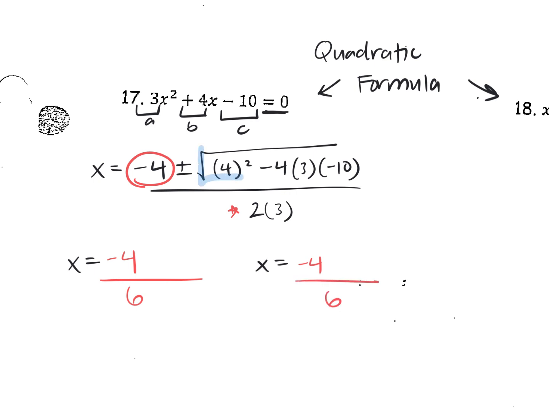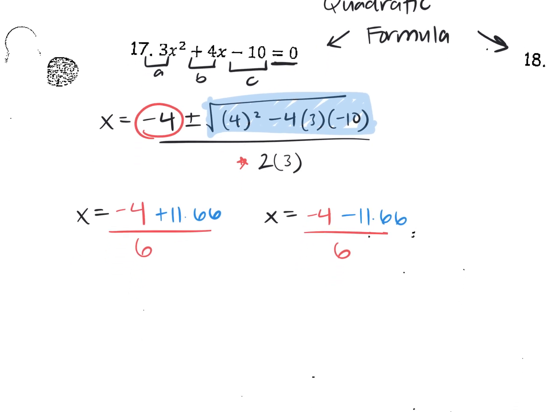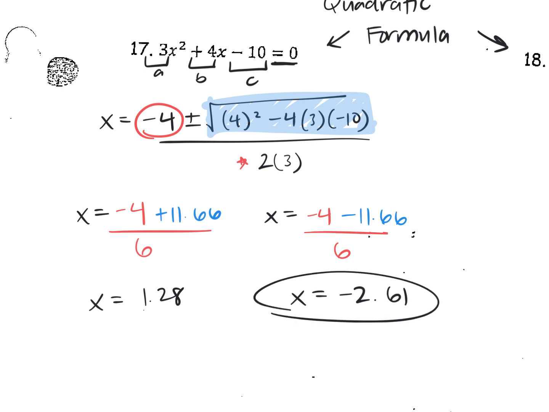Okay, then I want to plug this whole thing in the calculator, including the square root. And when I do that, I get approximately 11.66. I'll put 11.66, and then a minus 11.66. And when I plug it in the calculator, we should be getting 1.28 and negative 2.61. Again, make sure you're plugging the top in parentheses and then dividing the whole thing by 6, or hit equals before you divide by 6 to get that correct answer.